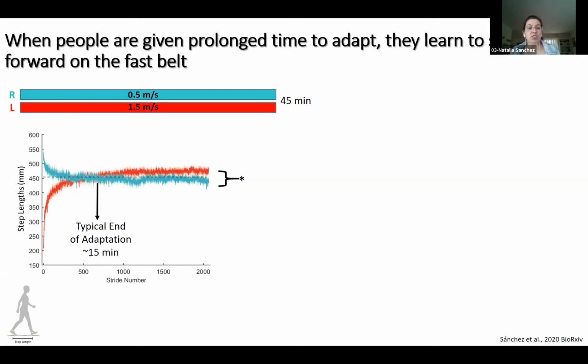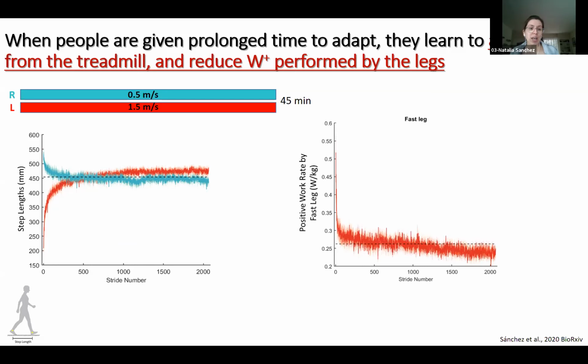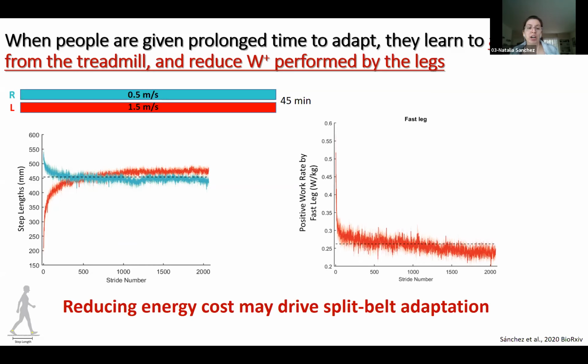But when we give an extra 30 minutes, these step lengths actually start to diverge again. So this is in agreement with this strategy that reduces the amount of work that the legs need to do. And this divergence in step lengths is actually accompanied by a continuous reduction in the work that the legs are generating. So based on these results, we argue that reducing energy cost may in fact drive split belt adaptation.